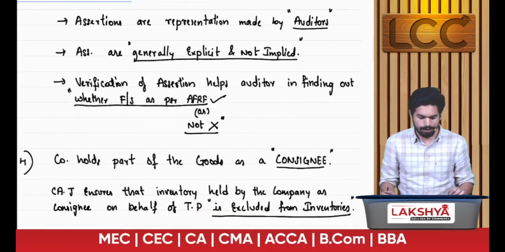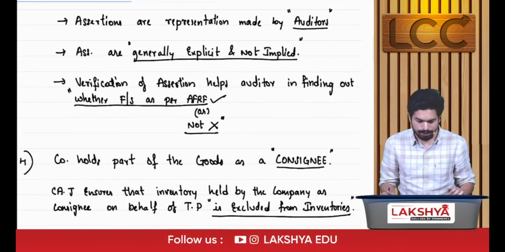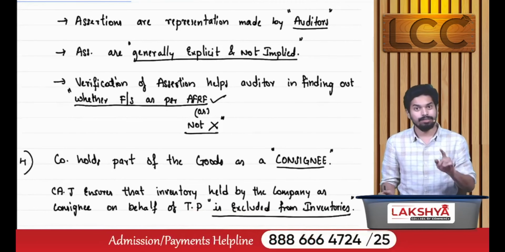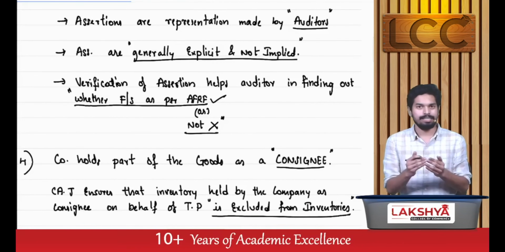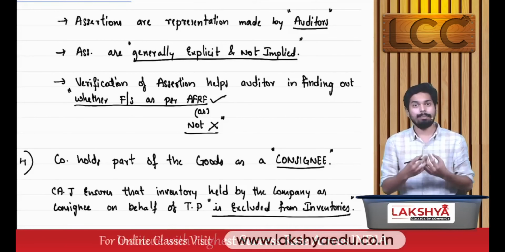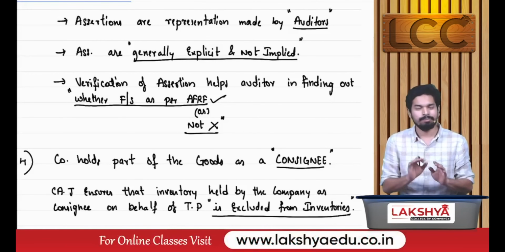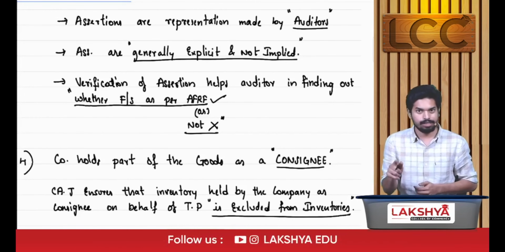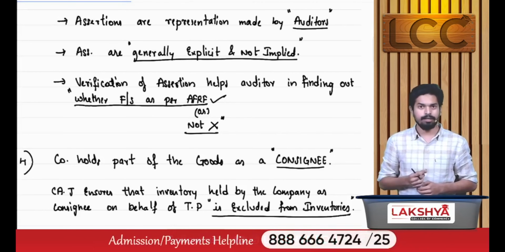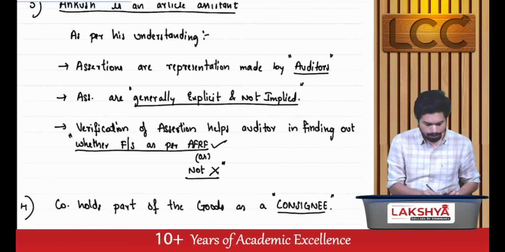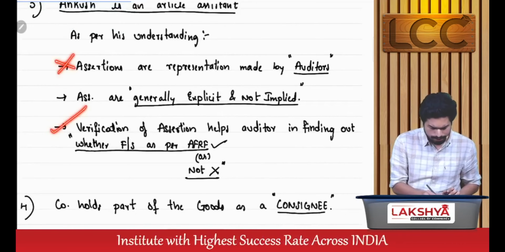Next, verification of assertion helps the auditors in finding out whether financial statements are as per the AFRF or not. This is right. See, first of all, assertions are the claims or representations made by the management on which the auditor applies audit procedures to test whether the financial statements are as per AFRF or not. So verification of assertion helps auditors in finding out whether financial statements are as per AFRF or not. So the third point is right, but the first and second points are wrong.